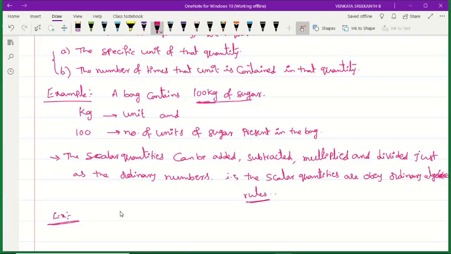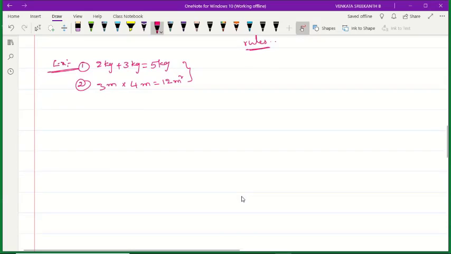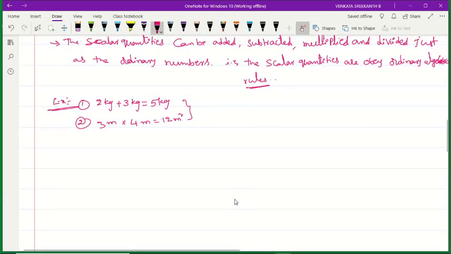For example, 2 kg plus 3 kg implies 5 kg. Simply we can add it. Second example is 3 meter into 4 meter, that implies 12 meters squared. Like this, scalar quantities we can add, subtract, multiply, using normal ordinary algebraic rules. This is about the scalar quantity.